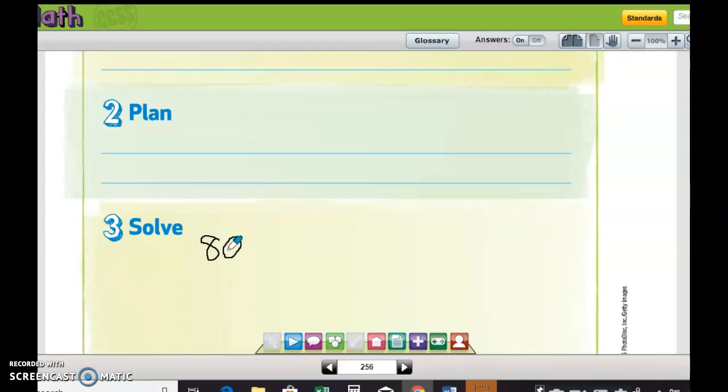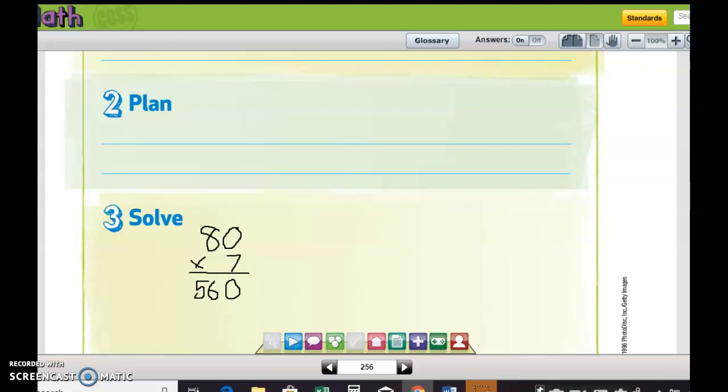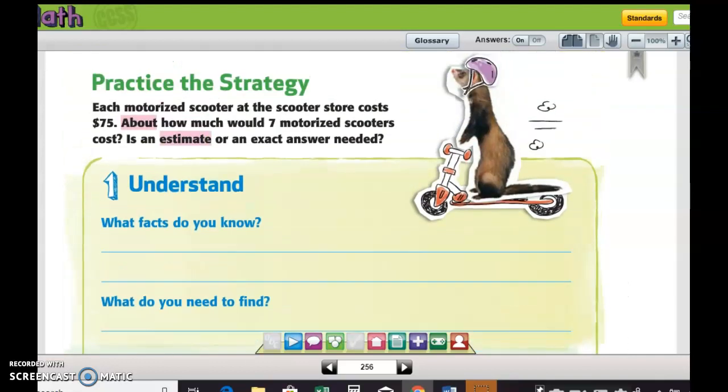And I have 7 scooters being sold. My basic fact here is 7 times 8, which is 56. So 7 times 80 is 560. But I'm getting ahead of myself, aren't I? I need to write out what I know and the plan, since they've given us the room to do that.